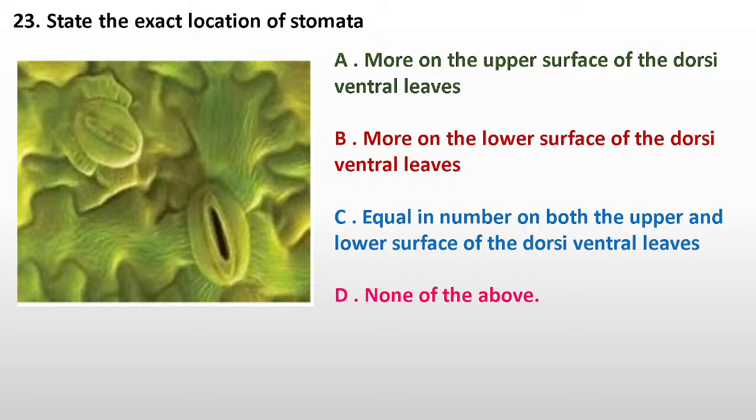Now answer for question number 23 fast. So the correct answer for this question is B. The stomata are present more on the lower surface of the dorsiventral leaves. So keep this in mind. Question number 23, your answer is B. Stomata are located more on the lower surface of the dorsiventral leaves.